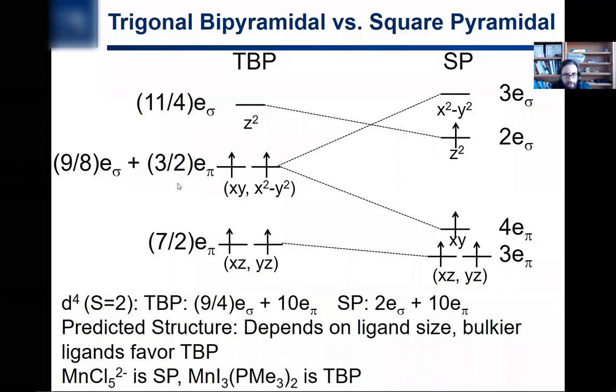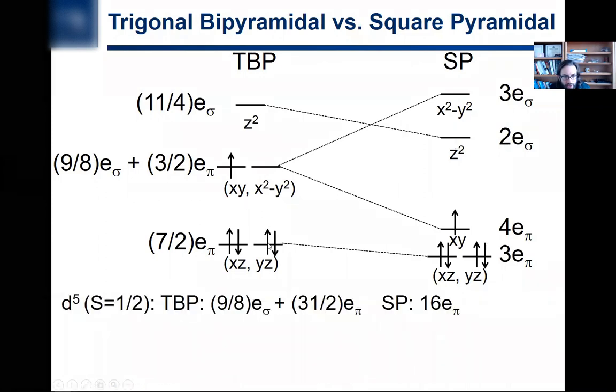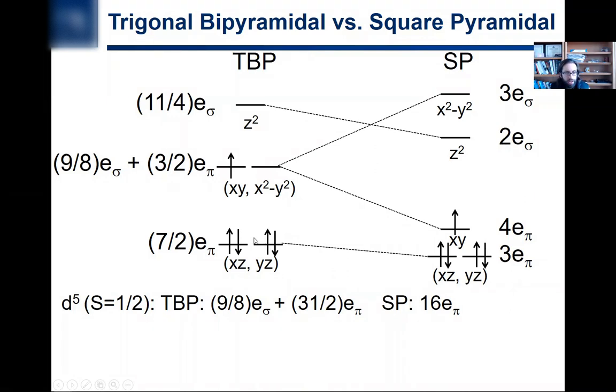All right, so we're continuing our foray into looking at all the different d electron configurations and spin states for five-coordinate transition metal complexes, trigonal bipyramidal versus square pyramidal. We left off, the last one we did was d4, so we're on d5. For d5, we have several different spin states allowed. Let's start out with the doublet.